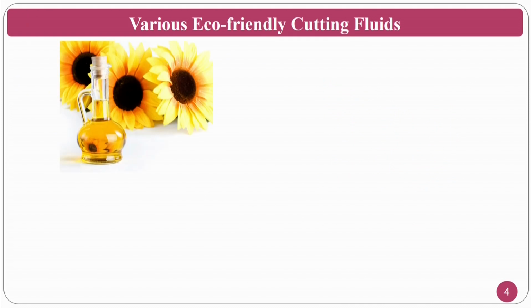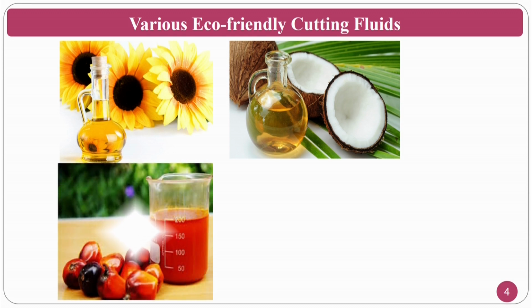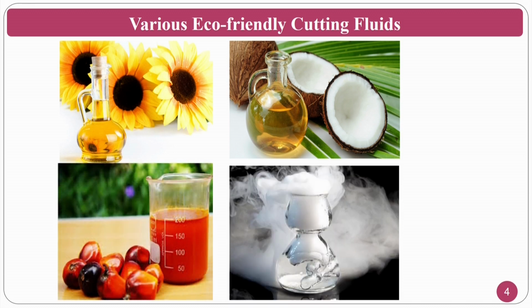So various eco-friendly cutting fluids, if you have seen, this is just a glimpse compared to mineral oil based cutting fluids: sunflower oil, coconut oil as well as canola. Then you can also look into liquid nitrogen and all those things. But if you are going from the point of economy, liquid nitrogen may not be economic. So you can always go with the eco-friendly cutting fluids, which are vegetable-based cutting fluids.